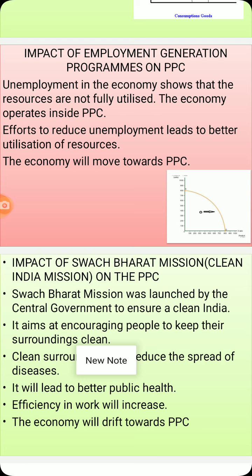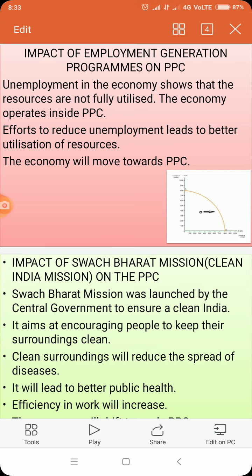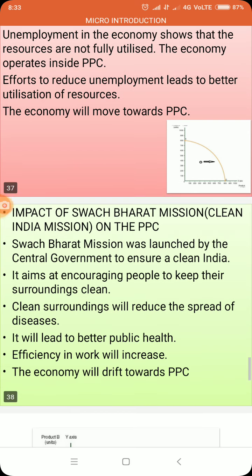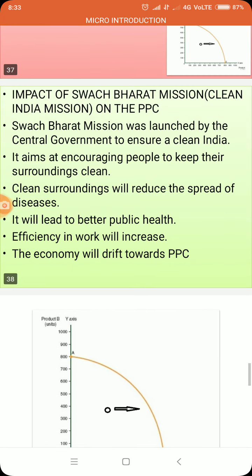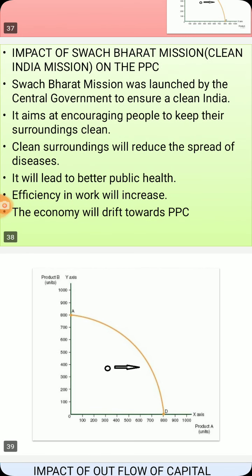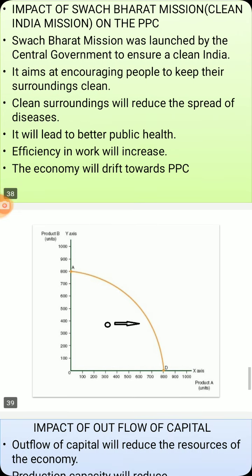Efforts to reduce unemployment, what does it lead to? If we want to reduce unemployment, that means we have to use the resources properly. That means better utilization of the resources, and the economy will move towards the production possibility curve. So you can read out the various conditions and the causes for this, and you will be able to know about the production possibility curve. What will be the condition? What will be the movement of the production possibility curve?